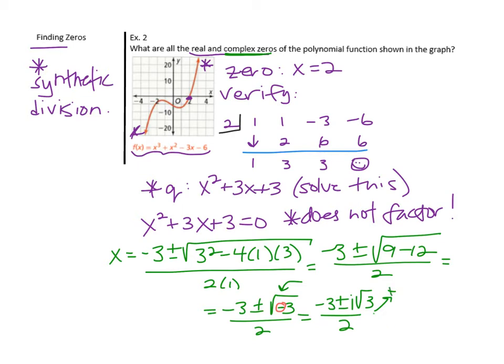We'll do plus or minus, and I'm just going to rewrite that as well. We don't even need any arrows at this point. We'll do negative 3 halves plus or minus i radical 3 over 2. Those would be our complex solutions, and we verified that 2 was a real solution.